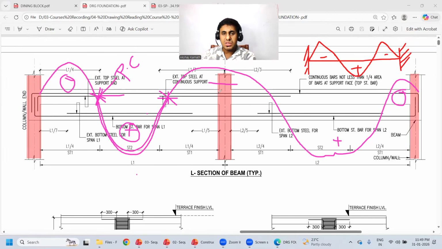So that is why, again, you can see we have provided a top extra bar here, which will go L by 3. Same holds good here also, which will go up to L by 3. So you understood the concept. This is the main concept behind this, right?